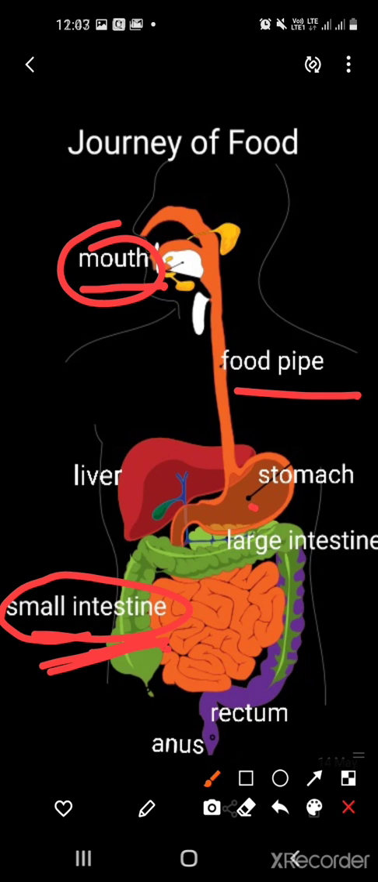Now it is in liquid form. Fine, it is in liquid form and can enter the blood. Now it converts into liquid and mixes with blood and goes to all of our body parts. Fine. With the help of our veins, it goes to all of our body parts. Now the rest of the food, undigested food, where does it go? The undigested food is now passed on to the large intestine.